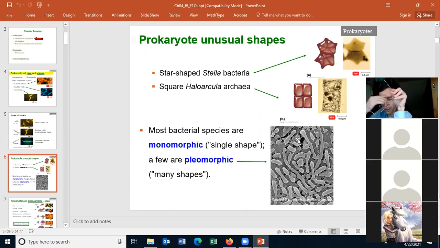Let's see if I can remember this family of bacteria that tends to be pleomorphic. Mycoplasma. The family of bacteria that tend to be pleomorphic is the Mycoplasma. And they don't have a cell wall, and that's why they take on many different shapes.